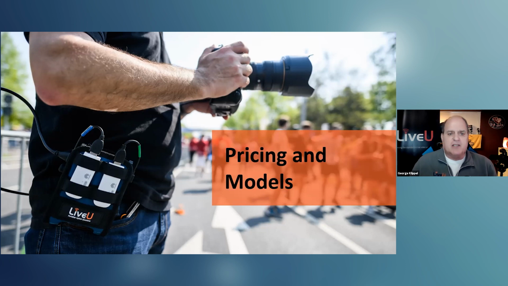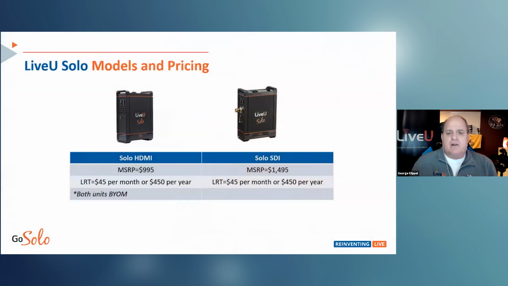A lot of people ask about pricing, of course, and models. The models that we offer are the HDMI and the SDI. The HDMI model on its own stands at $995 MSRP, and the Solo SDI model stands at $1,495 MSRP. And then the LRT, LiveU Reliable Transport, is $45 per month or $450 per year. Same thing for the Solo SDI. And these standalone models are what we call BYOM, or bring your own modem. That means basically you go out and you find your own modems, or if you already have modems, or if you're using just Ethernet, you could use it with just Ethernet or Wi-Fi. And that's the cheapest model and the cheapest price point that we have. And again, these are MSRP prices.